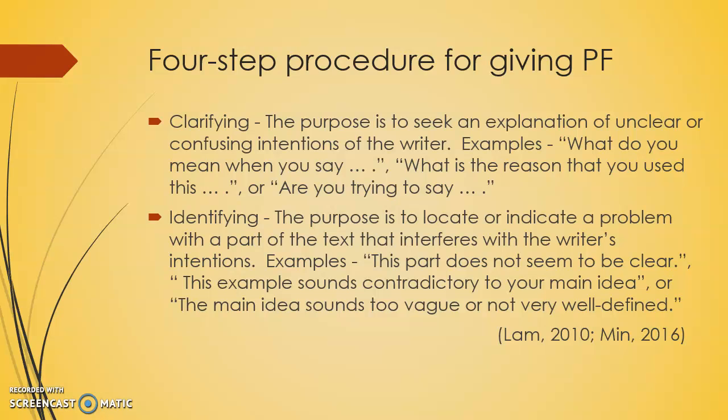Identifying. The purpose is to locate or indicate a problem with a part of the text that interferes with the writer's intentions. Examples. This part does not seem to be clear. This example sounds contradictory to your main idea. Or the main idea sounds too vague or not very well defined.